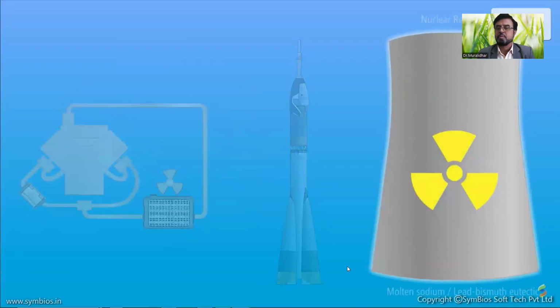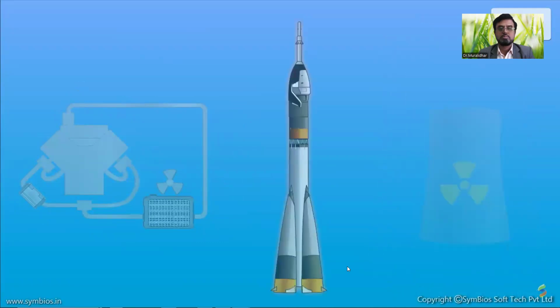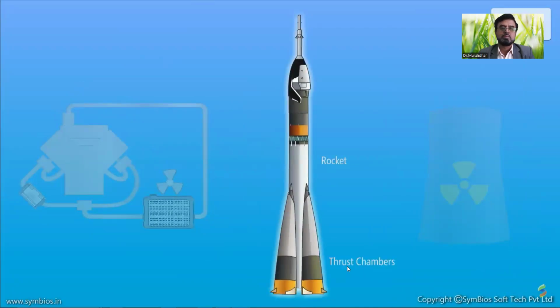In nuclear reactors, water or liquid metals like molten sodium or lead bismuth eutectic are used as coolants. Rockets use liquid propellant films to cool their thrust chamber.